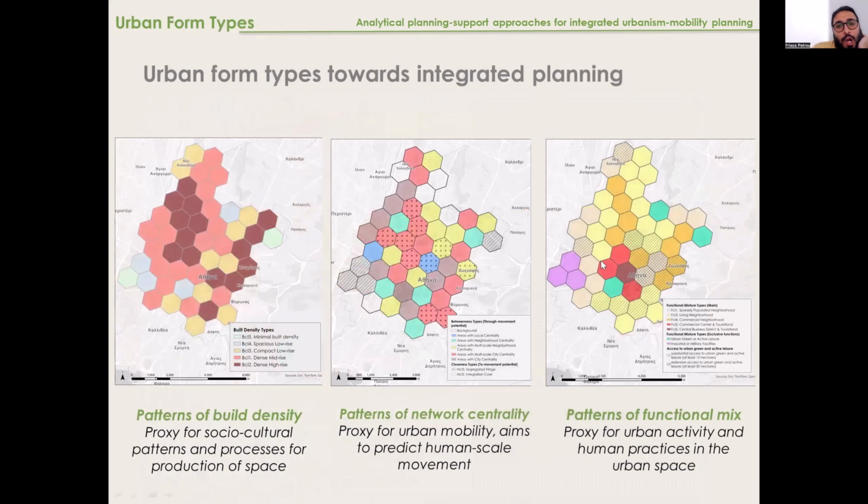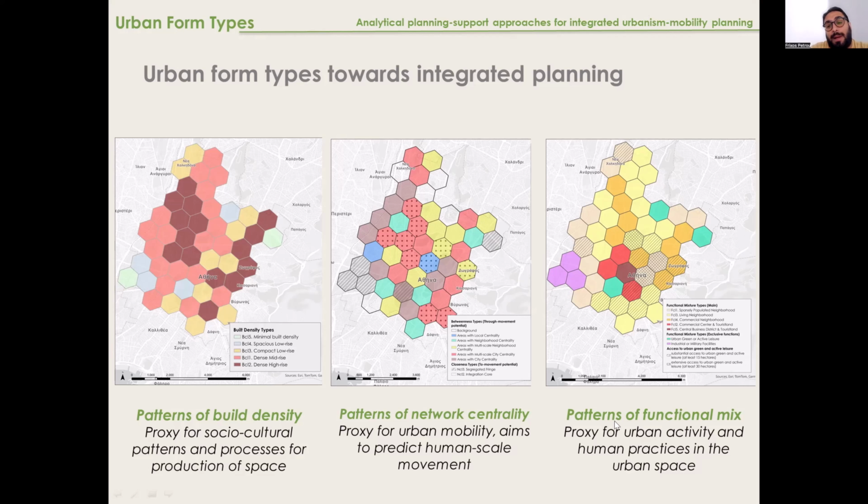So, closing this presentation, with these different approaches, we can at the end of the day produce different representations of the built environment that are crucial to understand and plan the city, especially because there can be proxies for aspects of the city that the data are not easily available. So we have the patterns of build density on the left, which is a proxy for the sociocultural patterns and the process for the production of space.